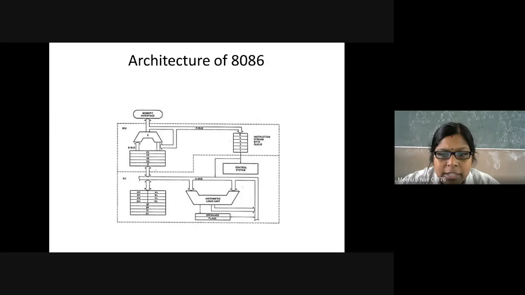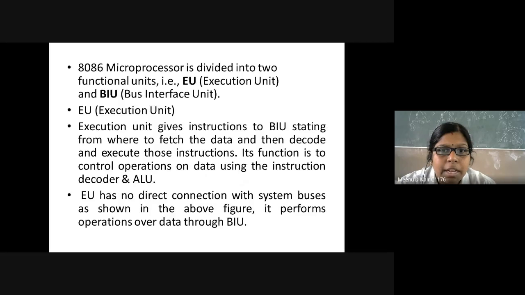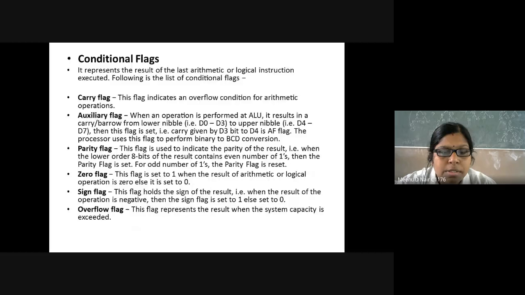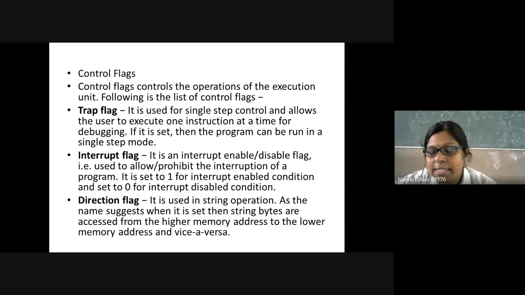Here we have the arithmetic logic unit and flags; we have also seen the different flags. Then these registers we have also seen. So that also we will see. The execution and BIU units, all those things. Conditional flags. While coming to the flags, there are two types. One is the conditional flag. The second one is the control flag.